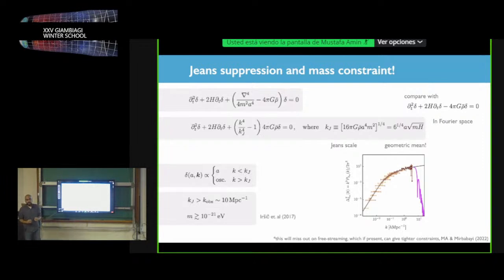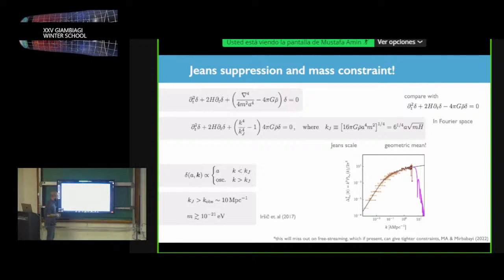So if I make the mass very heavy, then the suppression gets pushed to this side, to the right. But if I make the mass light, it gets pushed closer and closer to where we have observations. So this should give you a sense that if you haven't seen the suppression in the data, it should give you a constraint on how light the mass of the dark matter particle can be.